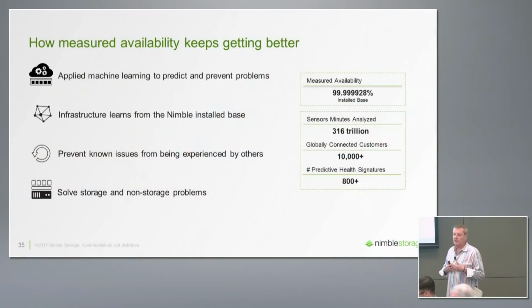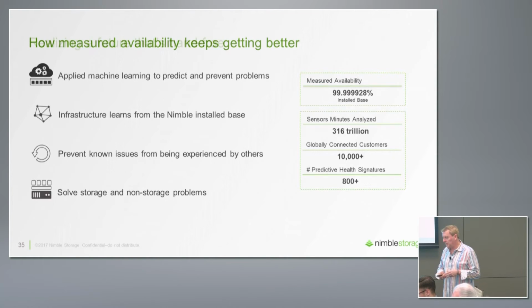What's a predictive health signature? These are the signatures that we embed into InfoSight to do all of our proactive case creation, to either avoid problems before they've been hit, so predicting those, or, more reactively where they maybe have been hit, providing a prescriptive answer on how to make sure you don't hit it again. So there are about 800 or so of those rules in the engine today.